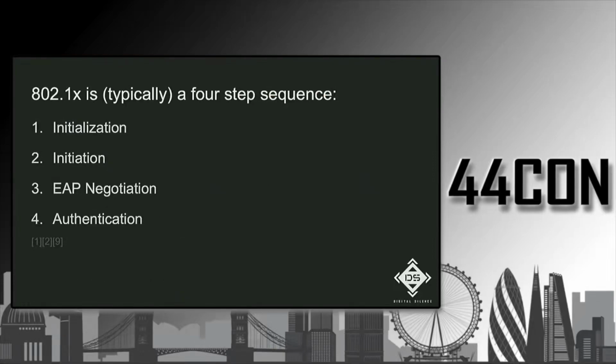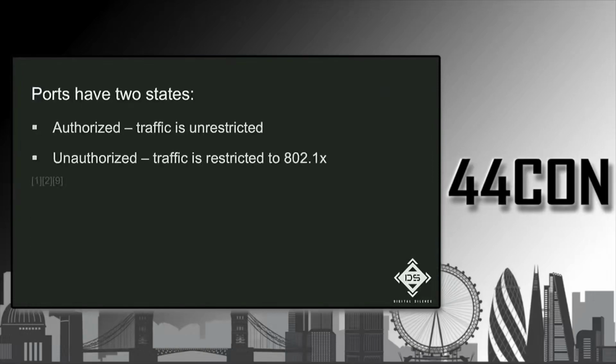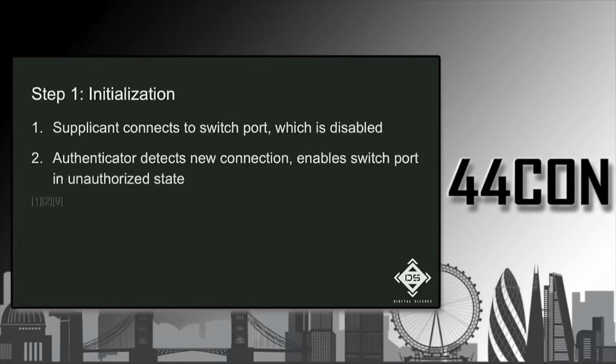802.1x is typically a four-step sequence. So it's going to start out with initialization, then initiation, negotiation, which is basically EAP negotiation, and finally move on to authentication. Ports have two states. If you have a port that's protected by 802.1x, it can either be authorized, in which traffic is unrestricted. You can send anything you want through that port. Or unauthorized, which is the default state. Traffic is restricted to only 802.1x traffic.